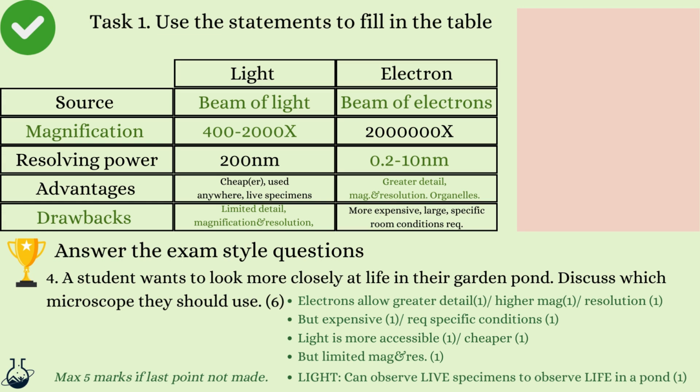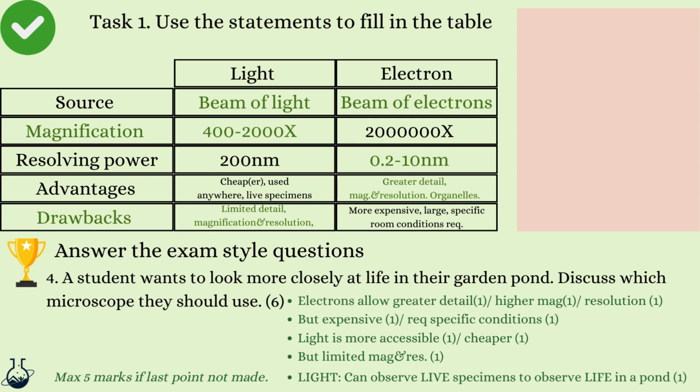A student wants to look more closely at life in their garden pond. Discuss which microscope they should use. So in a discussion, we want to have some good things for each and drawbacks for each and come to a decision. Your 6 marks could include any of these points, but you must include a decision at the end for that 6 mark. The key in the decision is a hint in the question, which specifically says that this student wants to look at life in the pond.